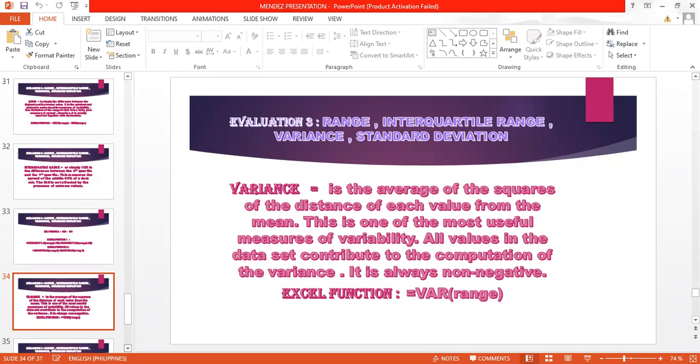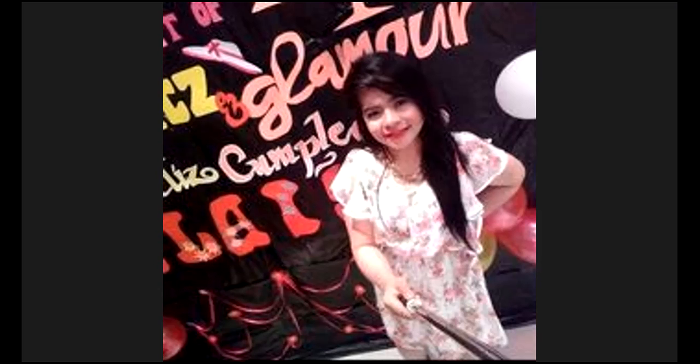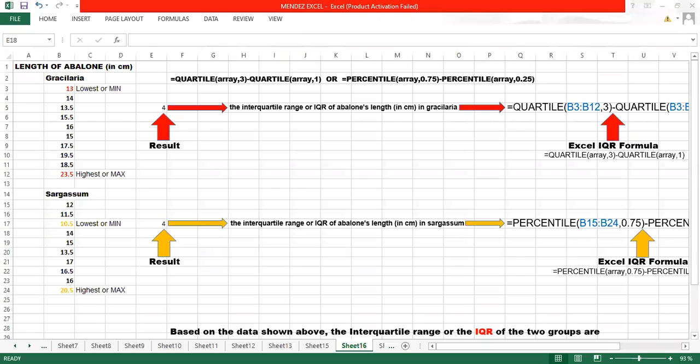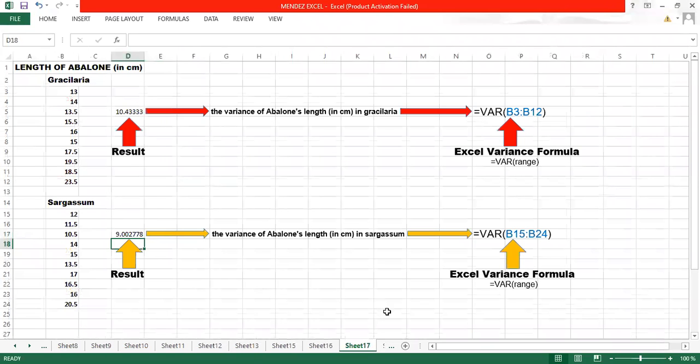Now let's solve the variance of the given data set by using MS Excel. In Gracilaria, the highlighted cells are in column B and in rows 3 to 12. Thus, our variance formula is equals VAR open parenthesis B3 to B12 then close parenthesis. Then the result is 10.43333. I will show you the actual computation.